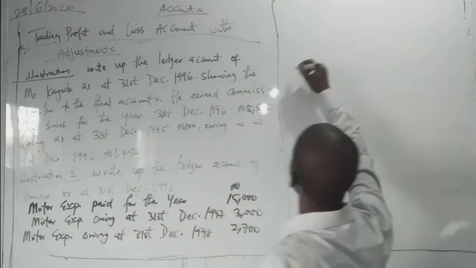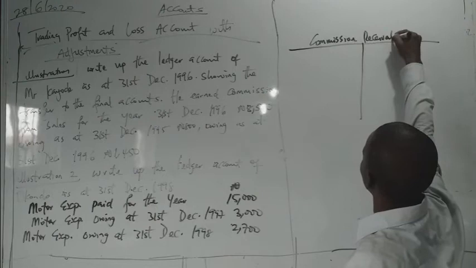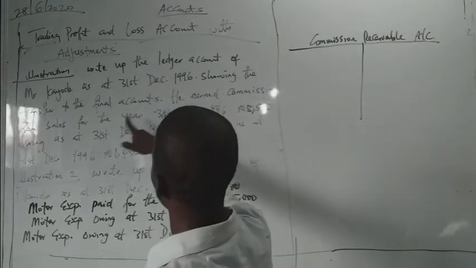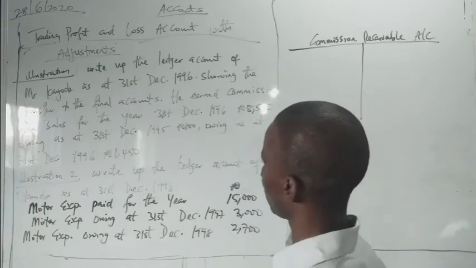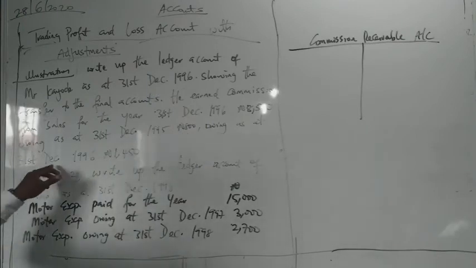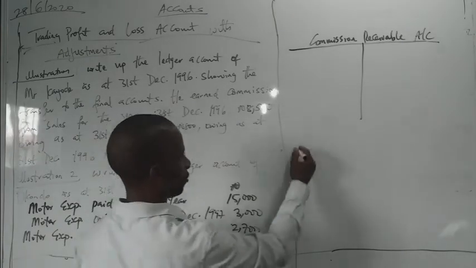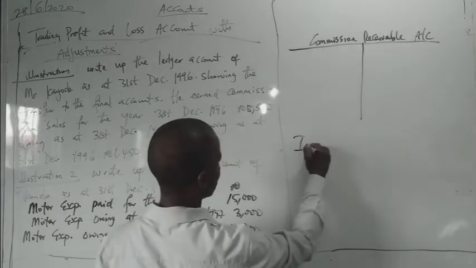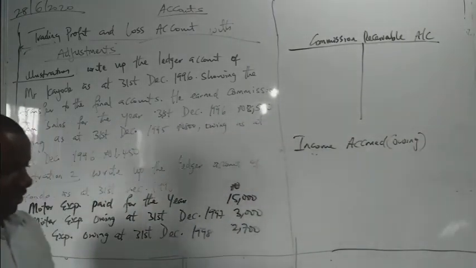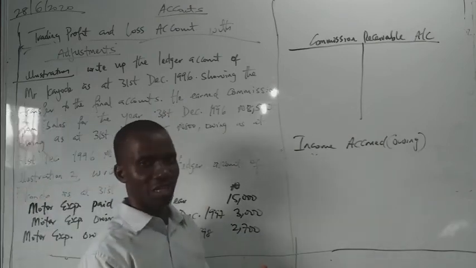31st December, commission from sales, that is an income account. So commission receivable account. He earned commission for the year 1996 of 38,500. Owing as at 31st December 1995, 800. Then owing as at 31st December 1996, 1,450. Now, before we make any recordings, owing income, or accrued, as we wrote, accrued or owing, that is income due to the business, but it hasn't been received by the business.